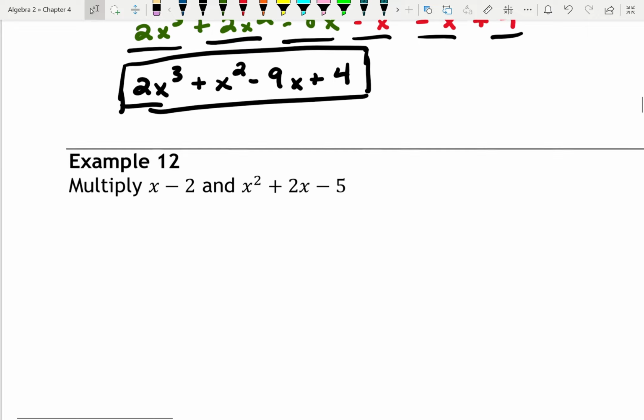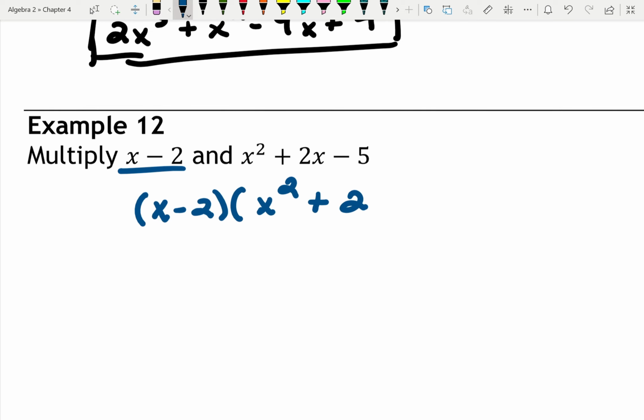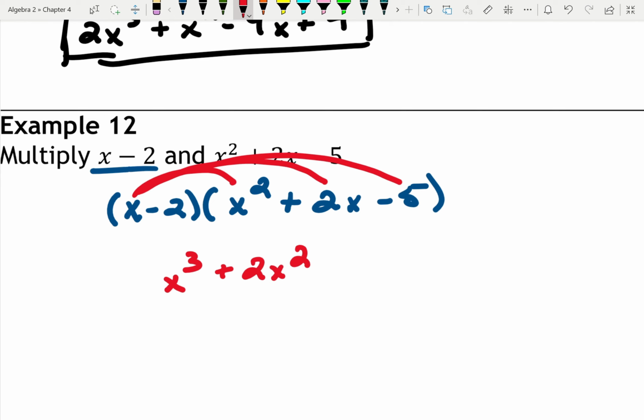Lastly, number 12. Again, we set it up with parentheses, and I like to put my shorter one first. So the x minus 2, that is the shorter one. x minus 2, and then x squared plus 2x minus 5. Whenever I distribute, I'm going to take x times x squared to give me x cubed, and then x times 2x to give me 2x squared, and then x times negative 5 to give me negative 5x.